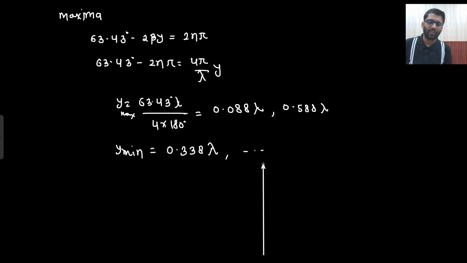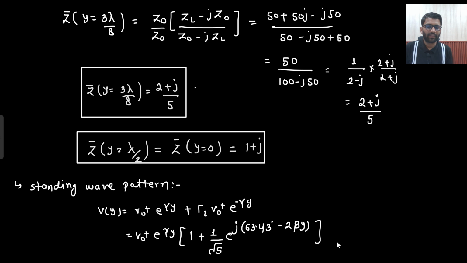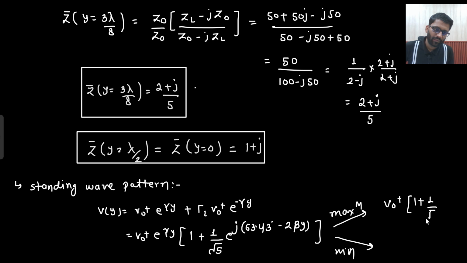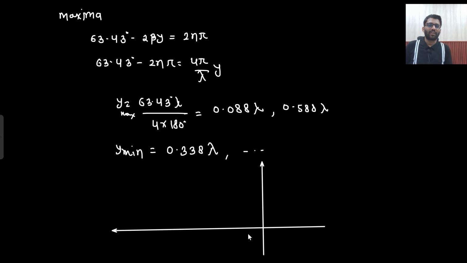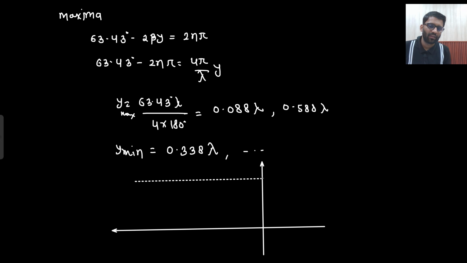So if I draw the standing wave pattern, the first maxima is occurring, and certainly maxima should be there. Why is that so? Because this is a complex inductive load. And what about the maximum and minimum value? You can directly see that the maximum would be V0 plus into 1 plus 1 by under root 5, and the minimum value will be this one. Okay, so now I need to draw the standing wave pattern. There will be a maximum value, a minimum value, and there will be the midpoint.